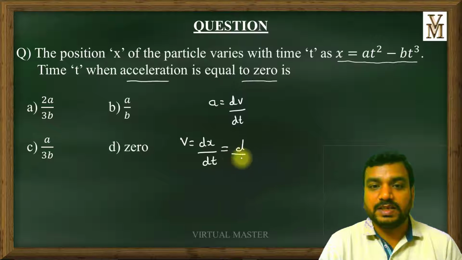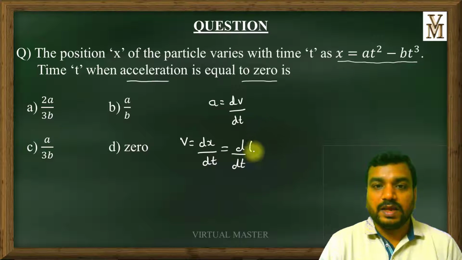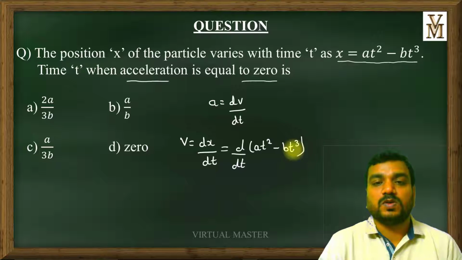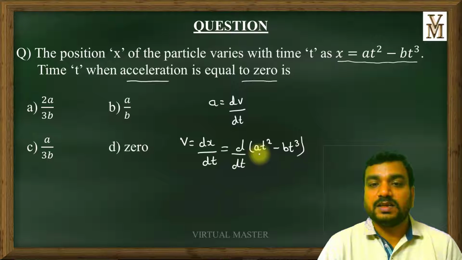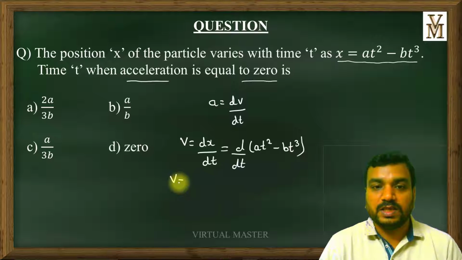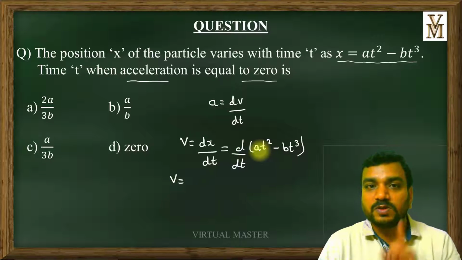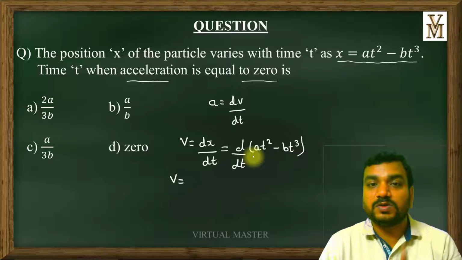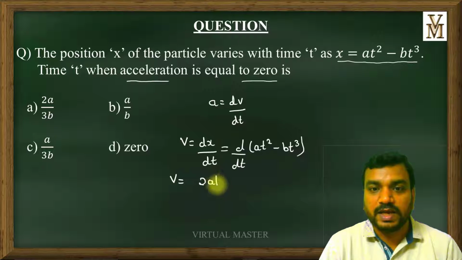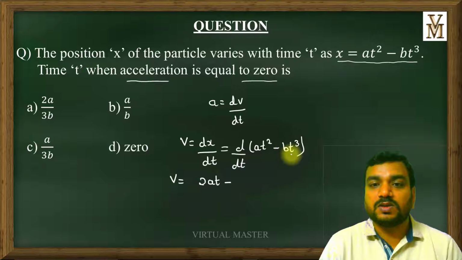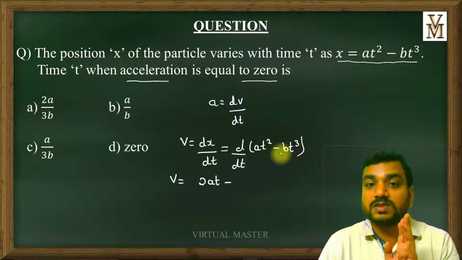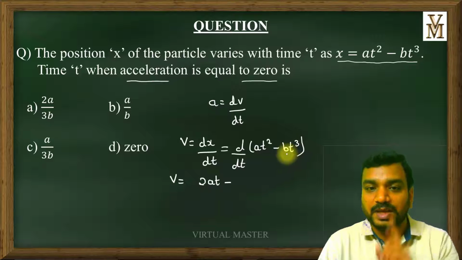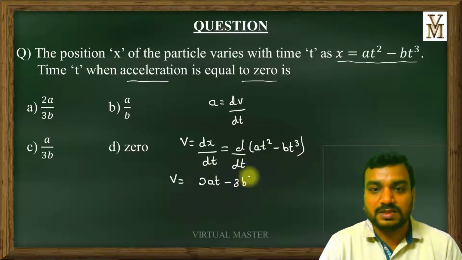So I can write d by dt of at square minus bt cube. Now let us differentiate the expression at square minus bt cube with respect to t. v equals, differentiation of t square will be 2t, and differentiation of at square will be 2 into a into t. So I can write 2at minus, differentiation of t cube is 3t square, and differentiation of bt cube will be 3bt square. Minus 3bt square.